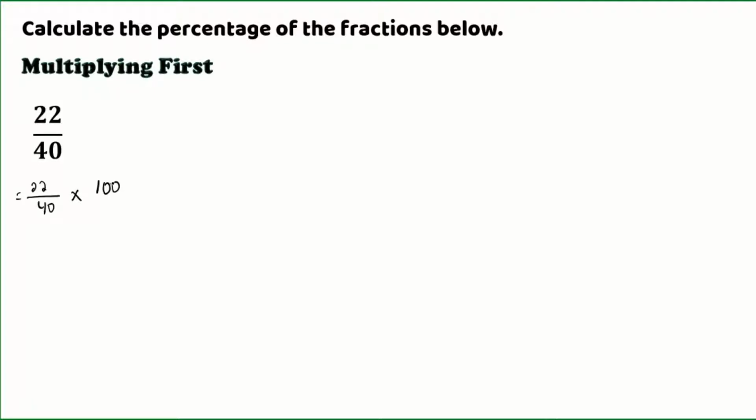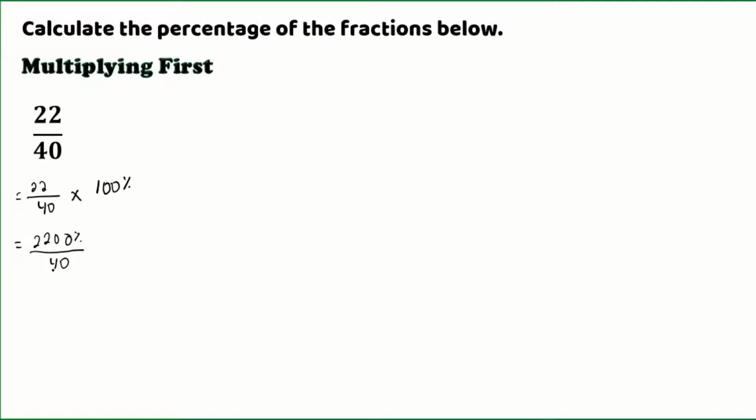And remember that a percentage is always out of 100, so whenever you are converting a fraction, a decimal, or even degrees into percentage, we will always be multiplying to 100%. Now that we have set up our fraction, we're now going to be multiplying our 22 times 100. And 22 times 100 will equal to 2200. And we're going to keep our denominator of 40.